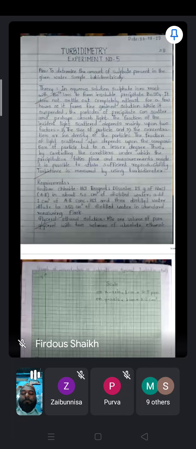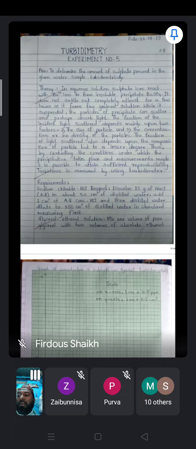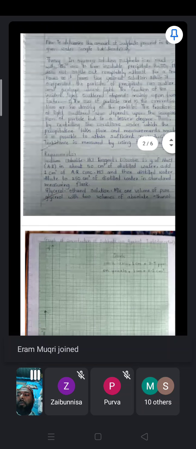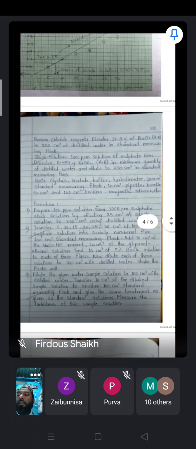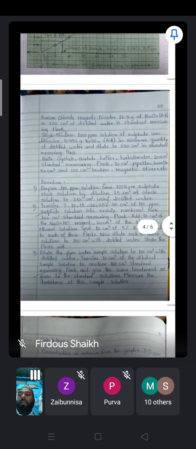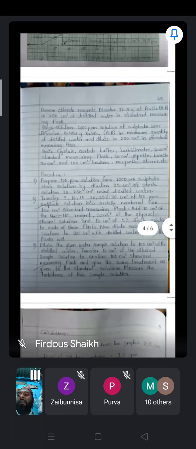Then next we are going to prepare the glycerol ethanol solution. For this purpose we will mix 1 volume of pure glycerin with 2 volumes of absolute ethanol. Then the barium chloride reagent. We are going to dissolve 12.5 gram of barium chloride in 250 cm cube of distilled water in the standard measuring flask.